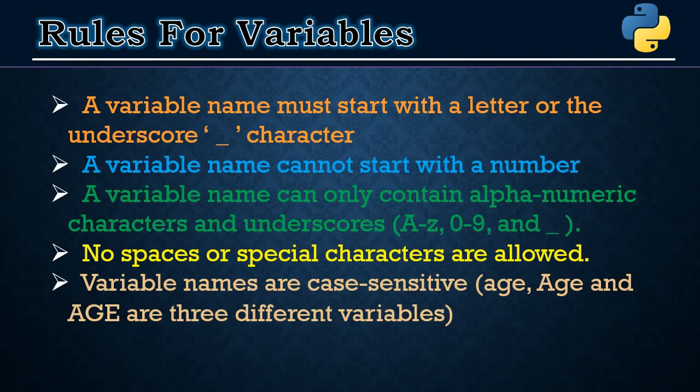Variable names are case sensitive. That means small h and capital H are different variables. What this means is if we write capital A and small a, both are different for the Python language.